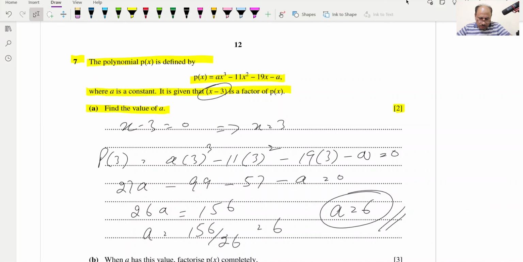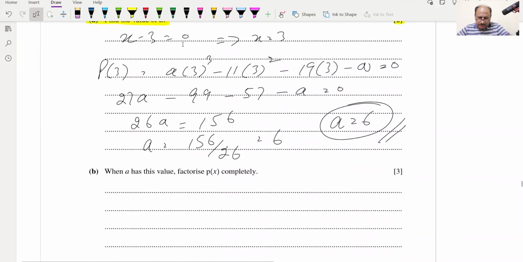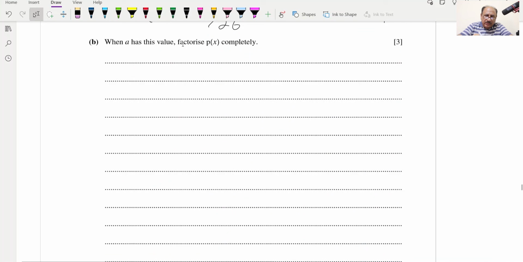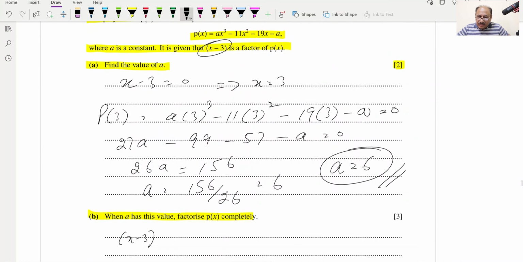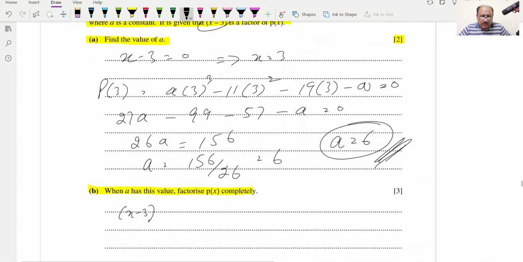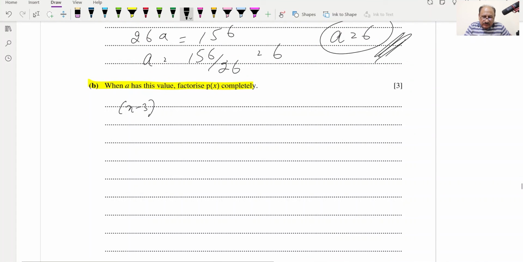Hopefully you understood this. Now we can switch to part B. Part B says when a has this value, factorize p of x completely. So we can write that x minus 3 is a factor. We know from part A that x minus 3 is a factor of it. Now in this equation we will replace a is equal to 6, and we will divide it by x minus 3. So we can rewrite it as this one.